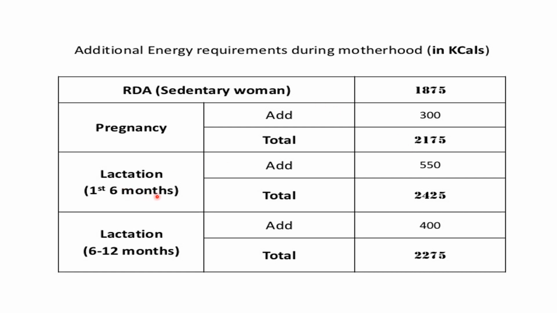And if you are thinking about lactation during the first 6 months, already I told you that additionally we are supposed to give 550 kilocalories. If you add this 550 to the 1875, which is needed for a normal woman with a sedentary lifestyle, the total energy needed for the lactating mother will be 2425. In the same situation after 6 months of delivery, the need will decrease, and in that case we are supposed to give an additional 400 kilocalories and the total need will become 2275 kilocalories.